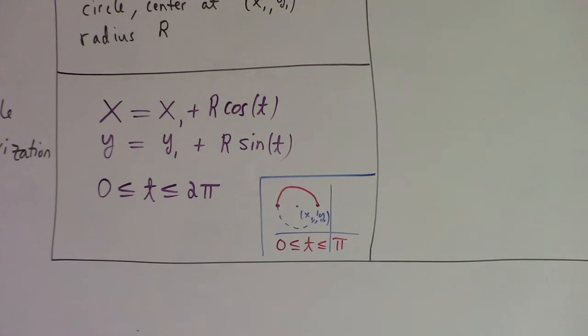You can do other more interesting things too. Like you could say, I want a path which covers the circle 2 times. Then what do you do? You just let it range from 0 to 4 pi or something like that.